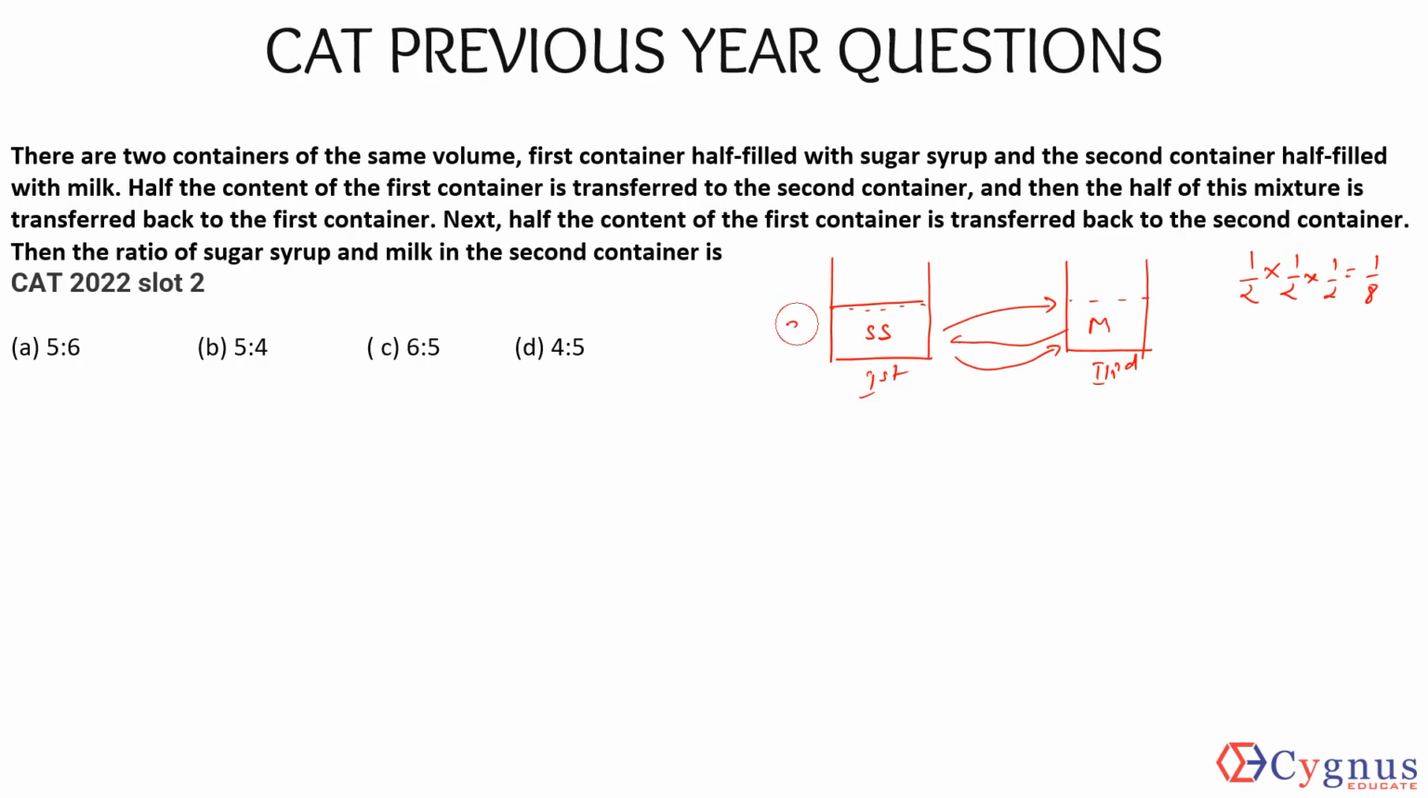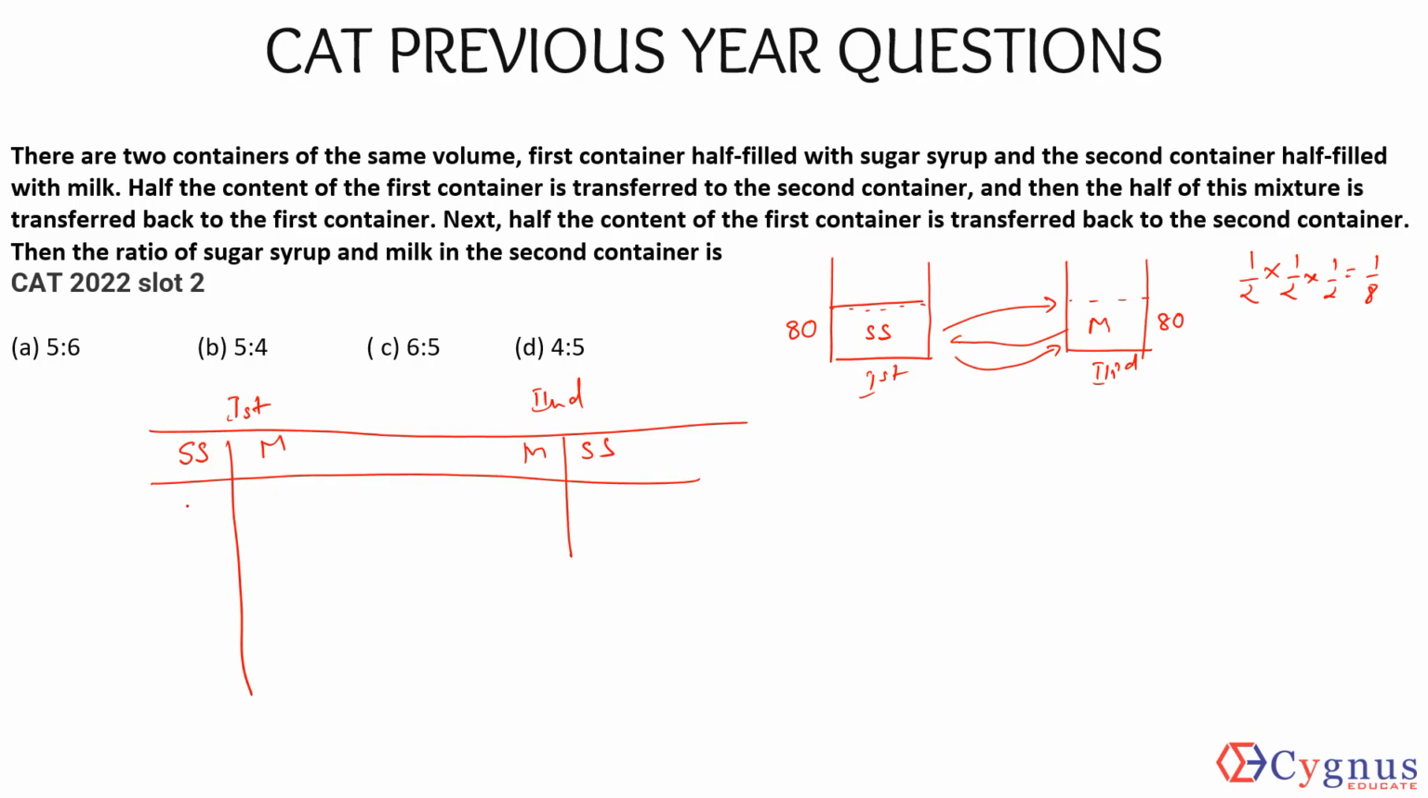Let's assume that the first container has got 80 liters of sugar syrup and the second container has got 80 liters of milk initially. So let's make a table here. First container, second container. I'll have sugar syrup and milk. So initially, the first container will have 80 liters of sugar syrup and 0 liters of milk. Fine. And the second will have 80 liters of milk and 0 liters of sugar syrup.